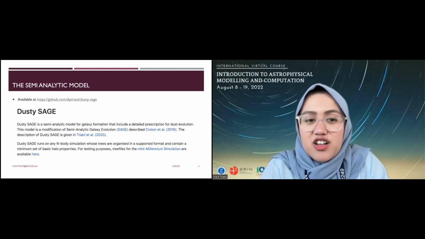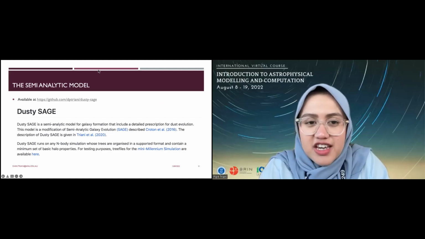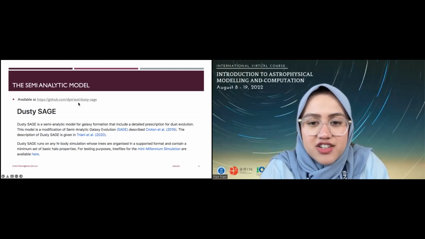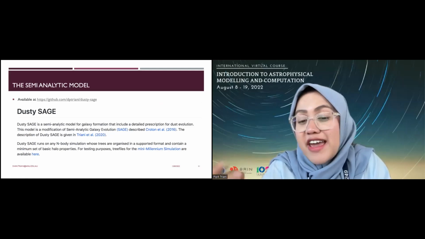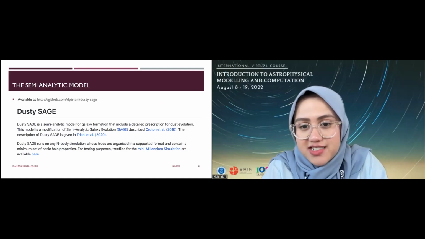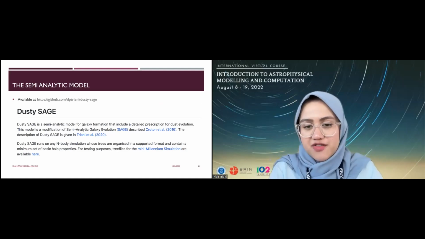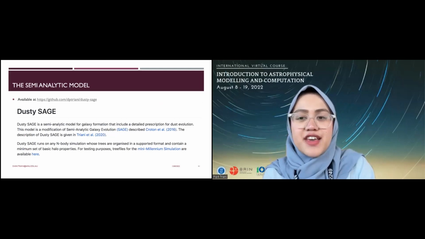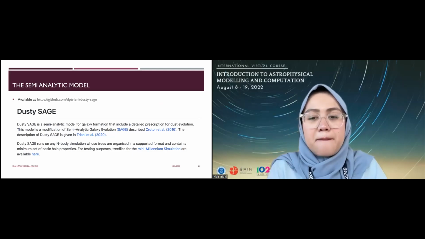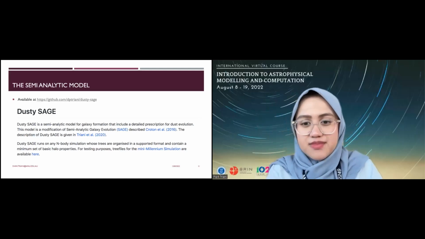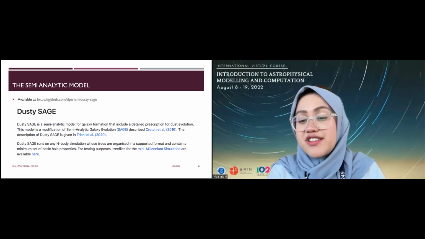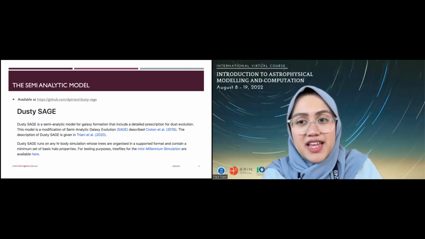Now, the semi-analytic model is called dust-DSH. You can get it at this page, github.com/dptriani/dust-DSH. Again, because it is a semi-analytic model, it runs on N-body simulation merger trees. So we have to have the merger trees first, and then we can run the model. But for testing purposes, in the dust-DSH GitHub I already provided the 3 files for the Mini Millennium simulation.